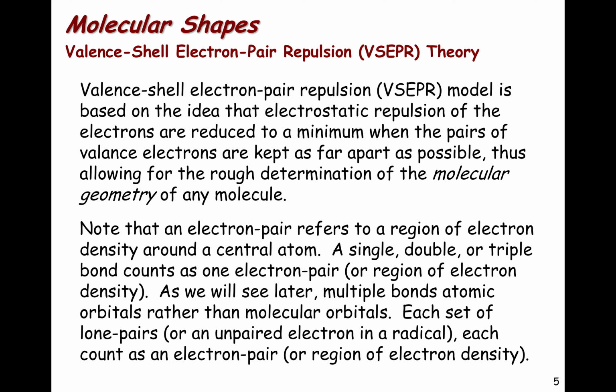We need to take into account not only bonding pairs, but also the so-called lone pairs of electrons. We are also going to have to recognize that the regions of space that are occupied by a single bond are going to be the same regions of space that might be occupied by a double bond or a triple bond as well. And so VSEPR theory does not make a distinction between the bond order and the region of space, and you'll see this as we do some examples.